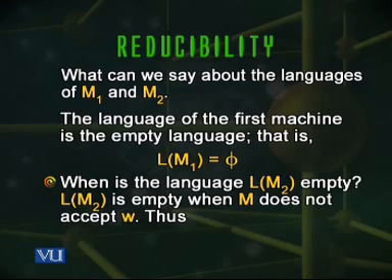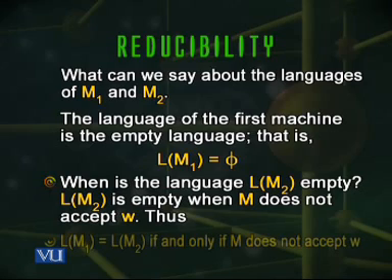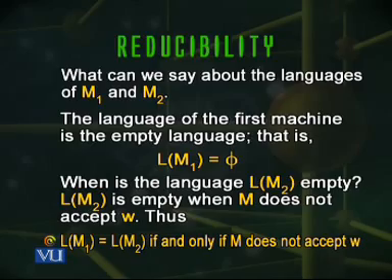Therefore, if we take the pair M, W and construct this new pair of Turing machines M1 and M2, the language of M1 is going to be equal to the language of M2 if and only if M does not accept W. What does this mean? If M does not accept W, then the pair M, W is not in ATM.